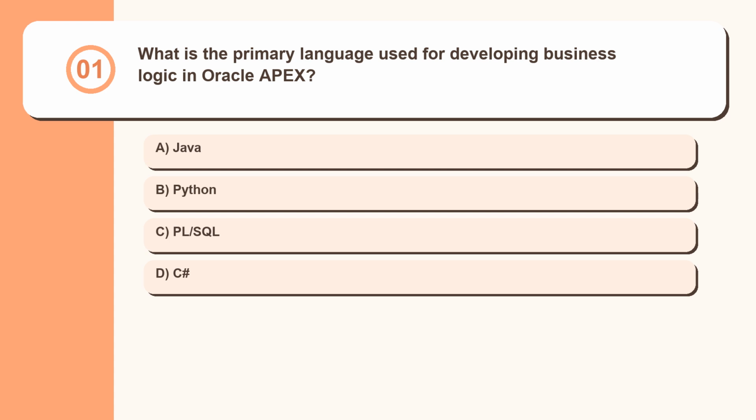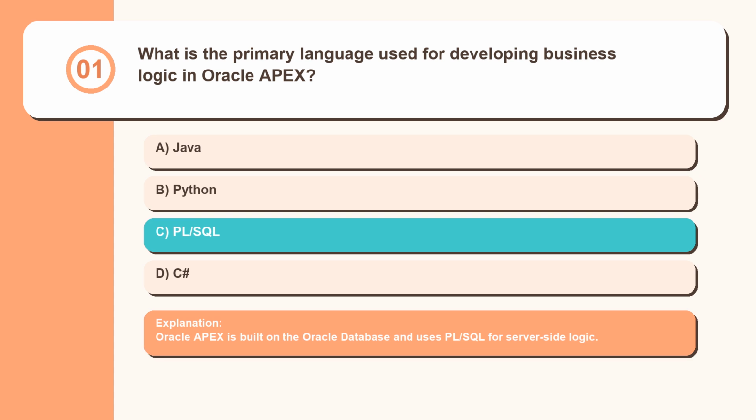Question 1. What is the primary language used for developing business logic in Oracle Apex? Java, Python, PL/SQL, C#. Oracle Apex is built on the Oracle database and uses PL/SQL for server-side logic.